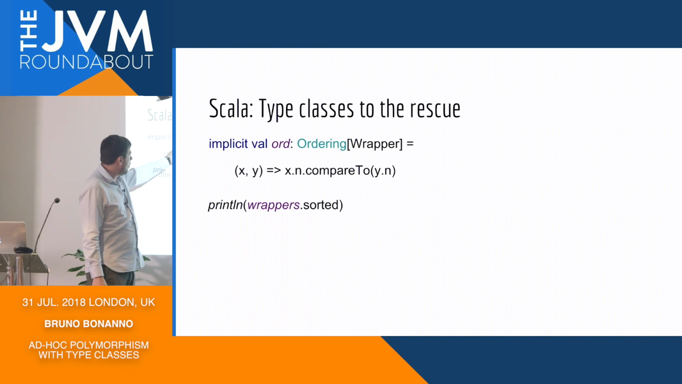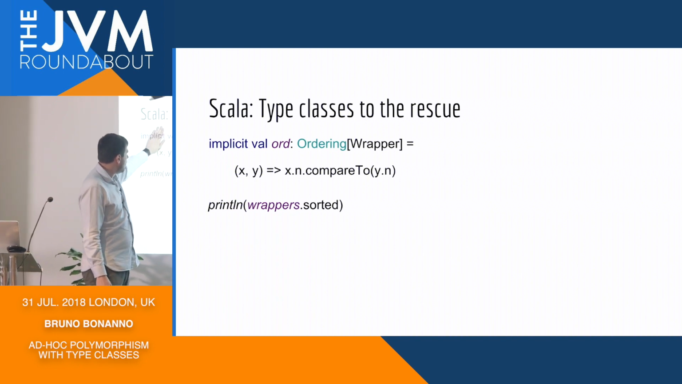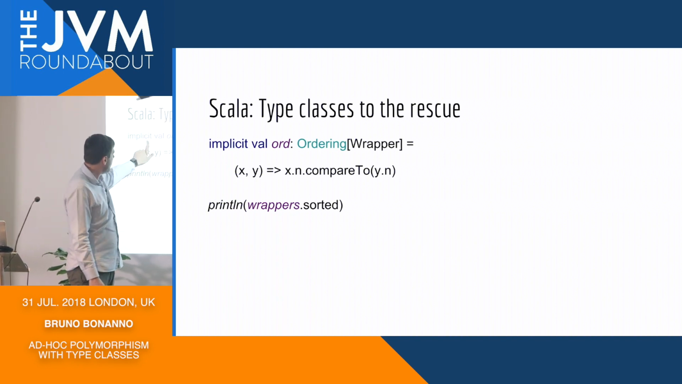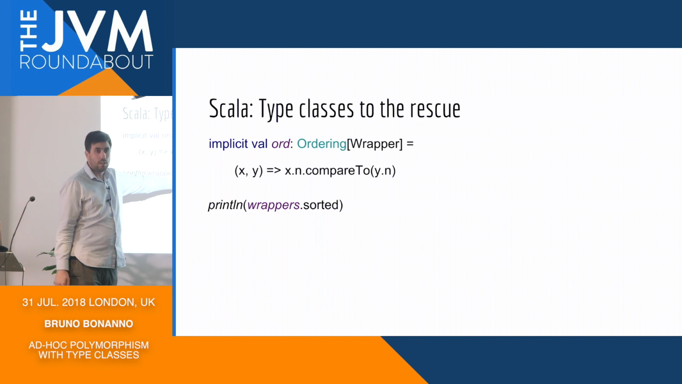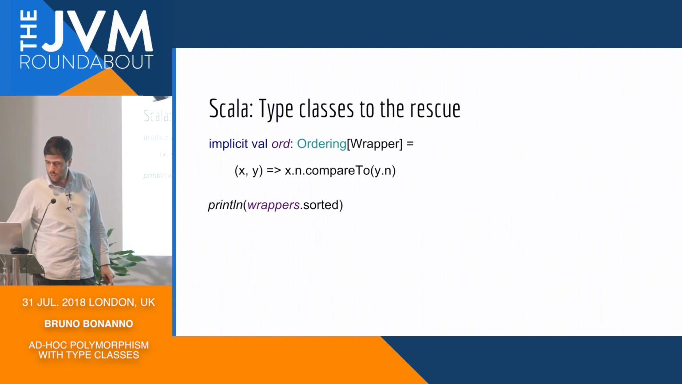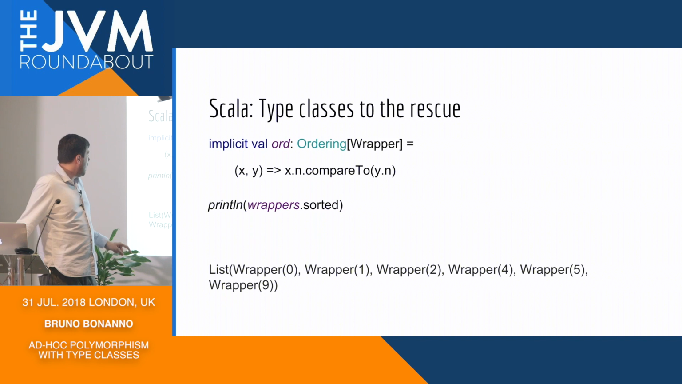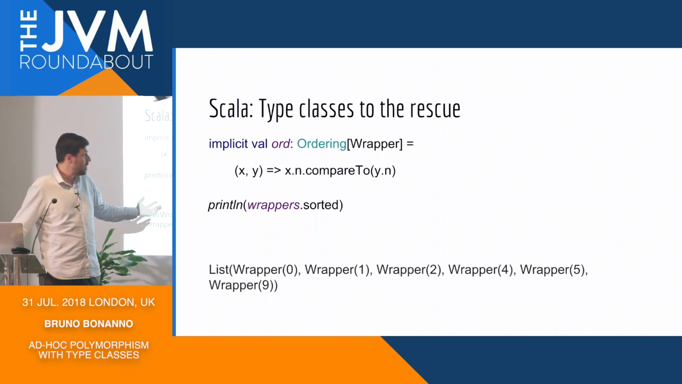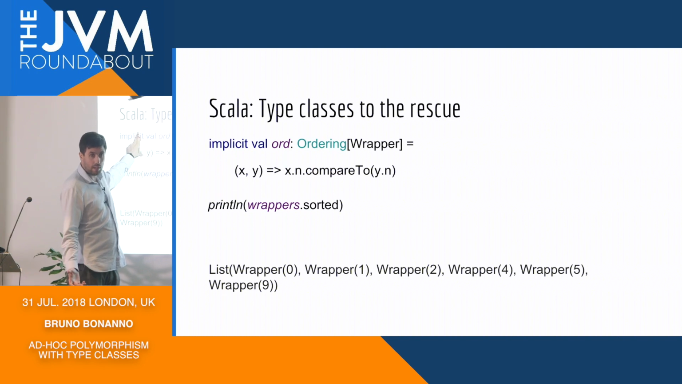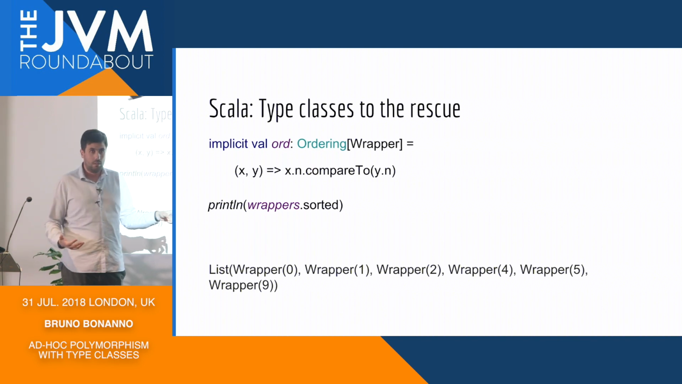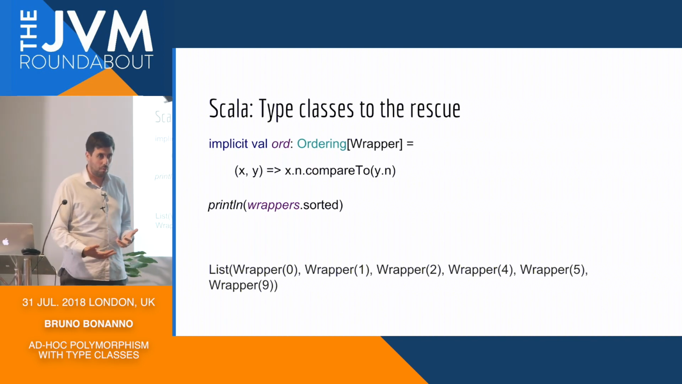If the same ordering we defined before as a standard val, we now define it as an implicit val, then we can leave the parameter out in here. And if we run this, it's going to work. So basically, what is happening for an int is that this thing is coming from somewhere else, but it's there. And that's why the compiler can check it. And that's the thing that you cannot do in Java. You cannot rely on the compiler to complete your method.